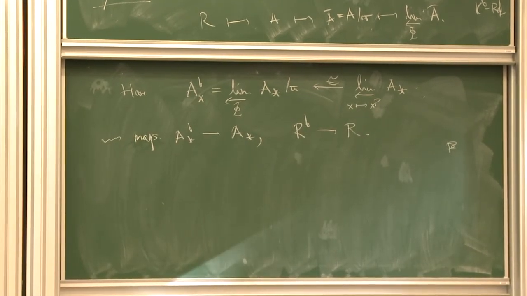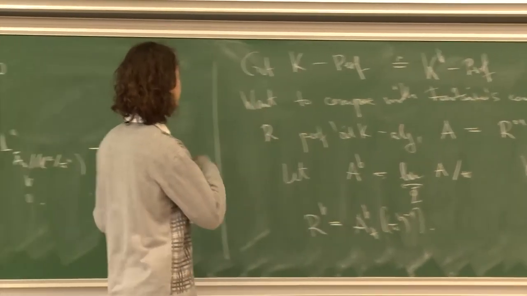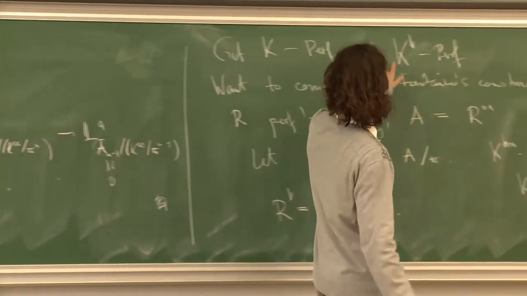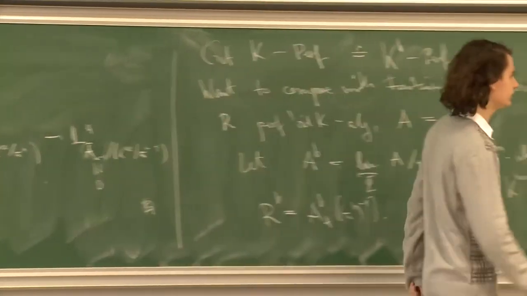And so one might wonder whether, now that we have described the explicit functor going from characteristic 0 to characteristic p, it's possible to go the other way. And indeed, it is.